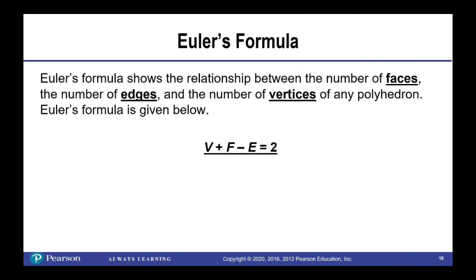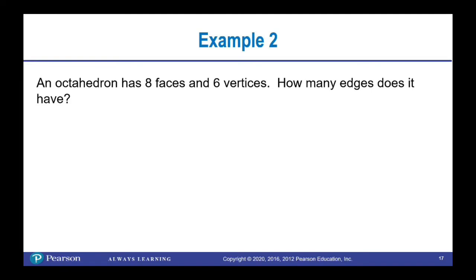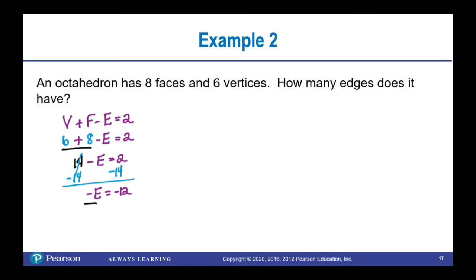Here's how that formula is used. Look at example 2. An octahedron has 8 faces and 6 vertices, and we want to know how many edges the octahedron has. So we use Euler's formula. V plus F minus E equals 2. And I plug in the information that I know. There are 6 vertices, there are 8 faces, and I'm looking for the number of edges. 6 plus 8 is 14, and bring down the rest of the equation. To solve for E, we subtract 14 from both sides, divide both sides by -1, and that tells us that our octahedron has 12 edges.